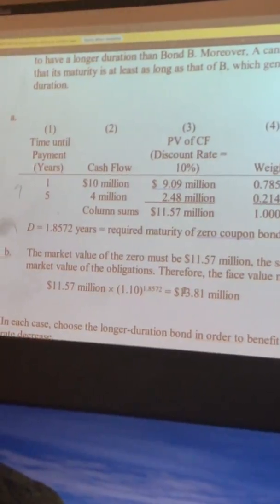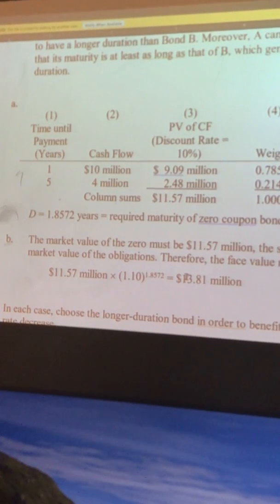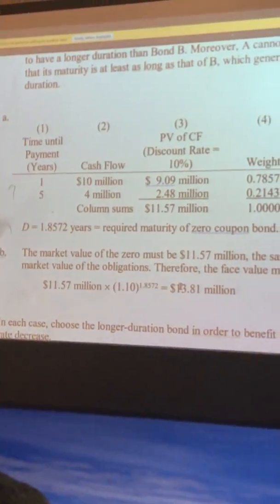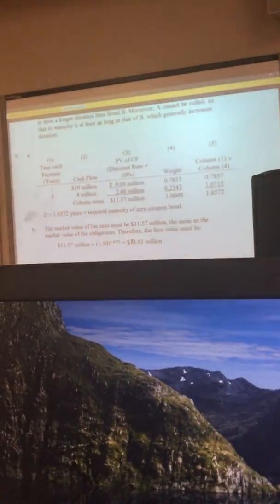must make payments to a customer of $10 million in 1 year and $4 million in 5 years. The yield curve is flat at 10%. Well, that's a fancy way of saying the YTM, 10%. Basically, it's flat, 10%.